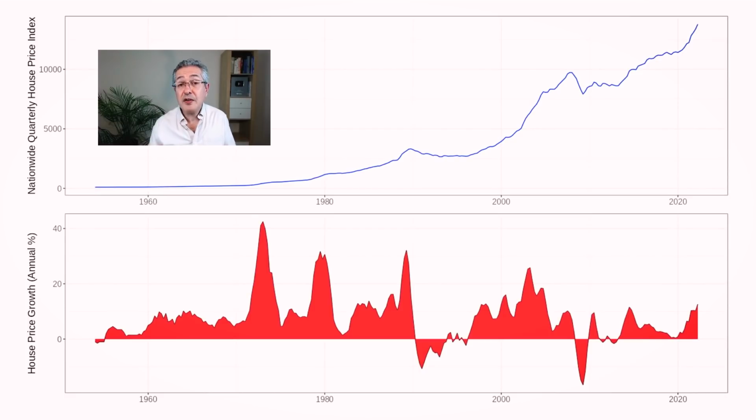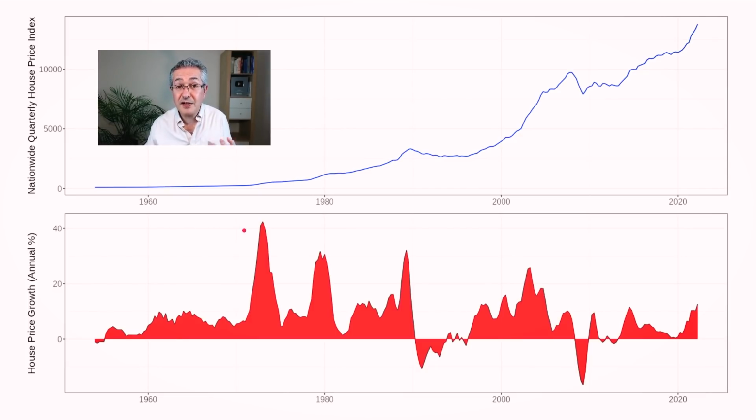Now let's look at the UK housing market. The data you can see here is a nationwide house price index, and it's updated quarterly. What's good about this series is that it goes back a long time, back to 1950 in fact. So the top panel that you can see here in blue shows you the actual average house price. And then the bottom panel is a year-on-year change in that price.